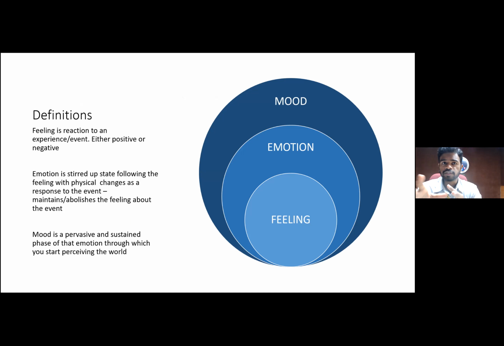If you see the picture on the right, the feeling is a smaller part, and the emotion becomes a bigger part of the feeling. It's a stirred up state following the feeling that you had, with more physical changes in your body. Once you feel happy, you might feel more joyous in your body. You feel energetic, wanting to do something. If your body had been very lethargic, it might become more active. You will feel your heart pumping faster. You want to do something nice for yourself.